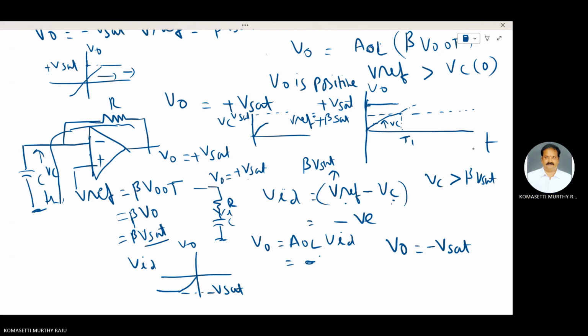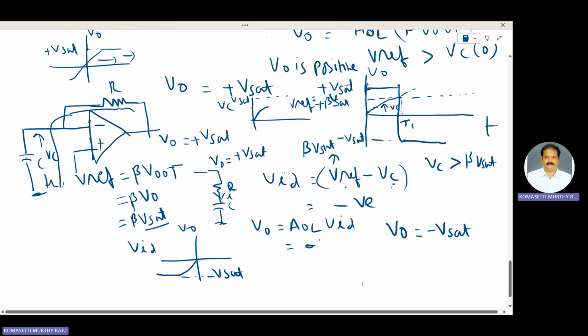Therefore, at t greater than capital T1, the capacitor voltage just crosses the V reference voltage. That means the output goes into negative saturation. Therefore, the output of the astable multivibrator switches to another state, that is, plus V set to minus V set.